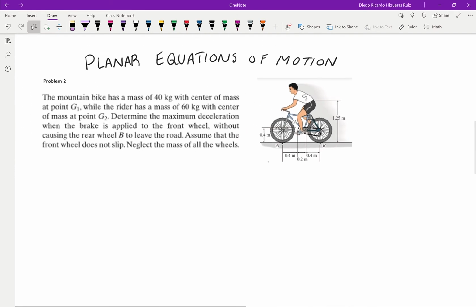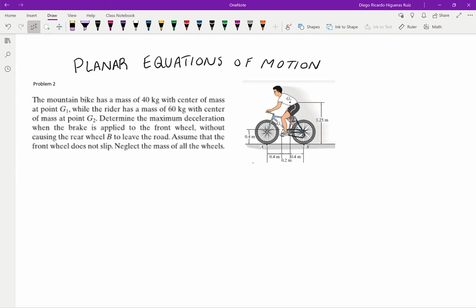And next we're gonna start with planar equations of motion. We have already seen that. This is not really new. There are a few things that we're gonna see that are gonna be new, but I think we'll get there pretty easily.